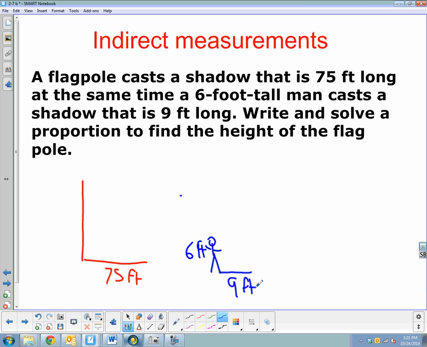All right, so I've got my 2 pictures here, and I want to know the height of the flagpole. So that's my unknown. So I'm going to use x feet. I don't know the height of the flagpole. Okay, what I've got here essentially are 2 triangles.